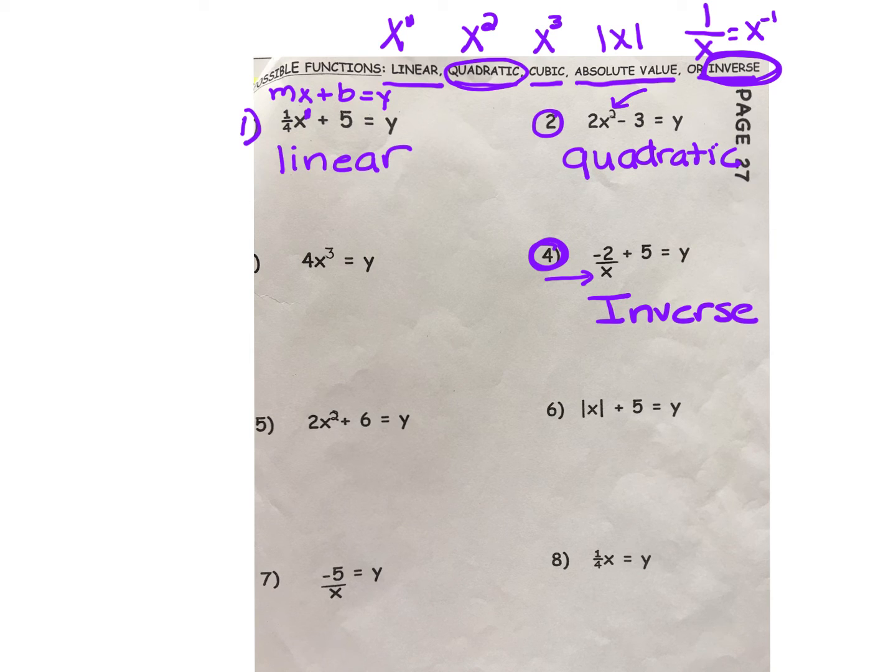Pause the video while you're completing the problems. When you're done, turn the video back on and check your work. Please pause the video right now.